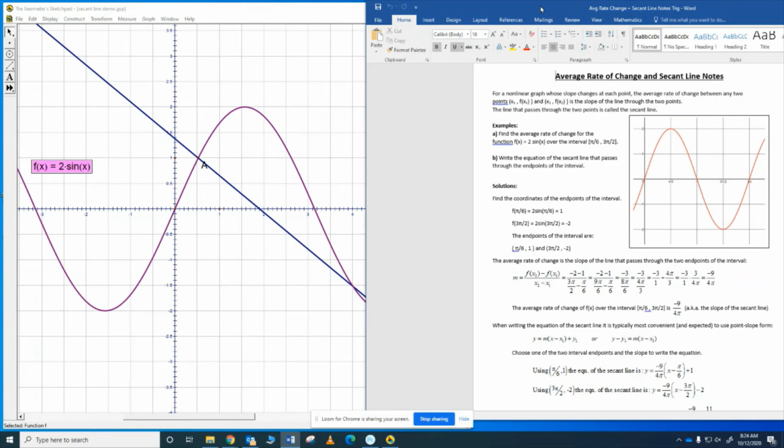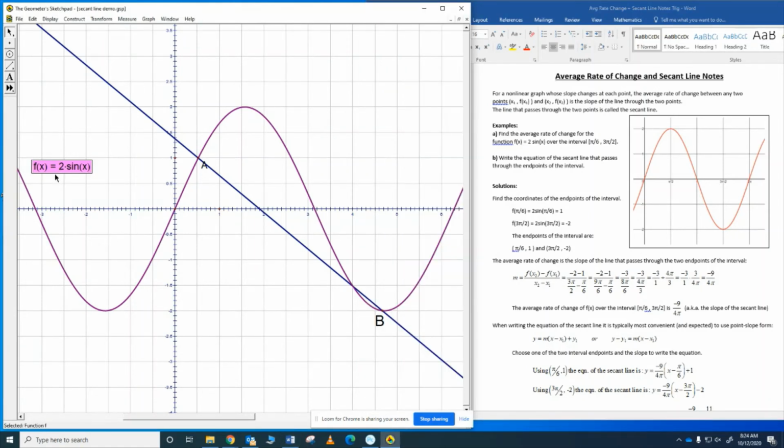Today's video is going to give you a little idea of where this heads to from here. What I did is I took the function f of x is equal to 2 sine of x, and I graphed this in Geometry Sketchpad. I have the endpoint pi over 6, 1 as a fixed point here, which is A. I have B to where I can slide it to different locations. Let me see if I can get the coordinates of that up.